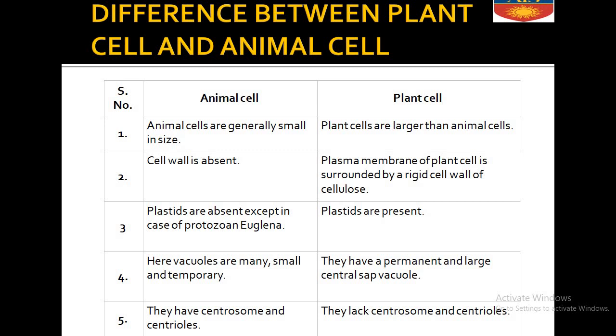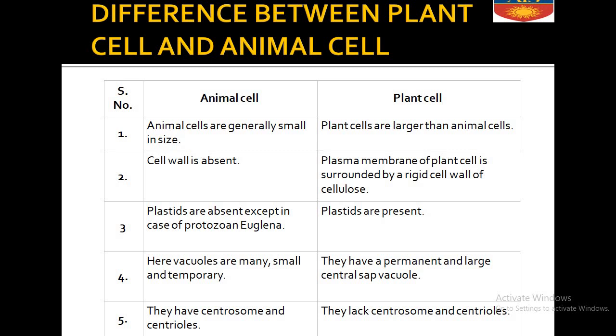Cell wall is absent in case of animal cell, whereas there is an additional membrane present in the plant cell, which is known as cell wall. What membrane do both have? The plasma membrane. There is an additional membrane which is present only in plant cell, that is cell wall.